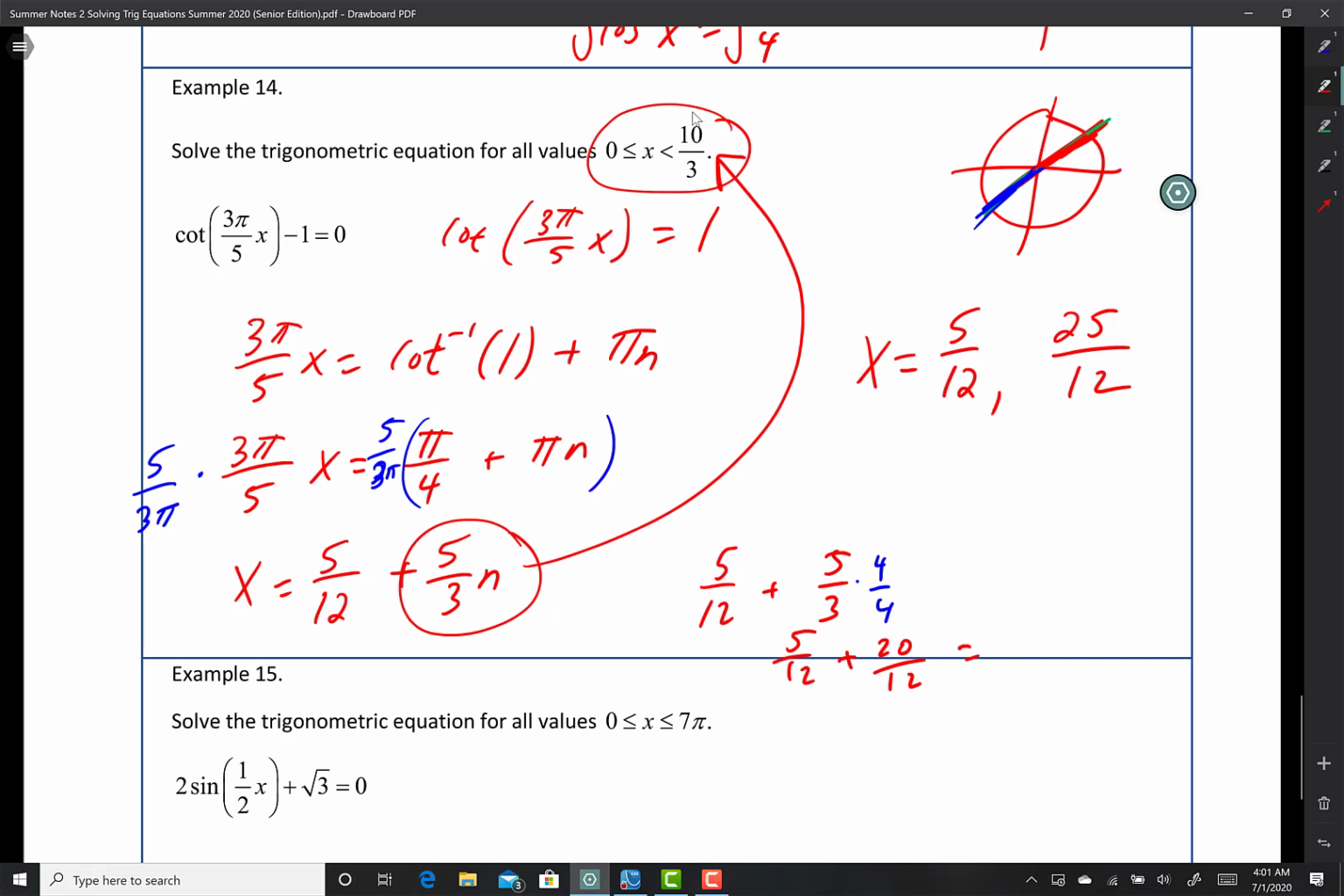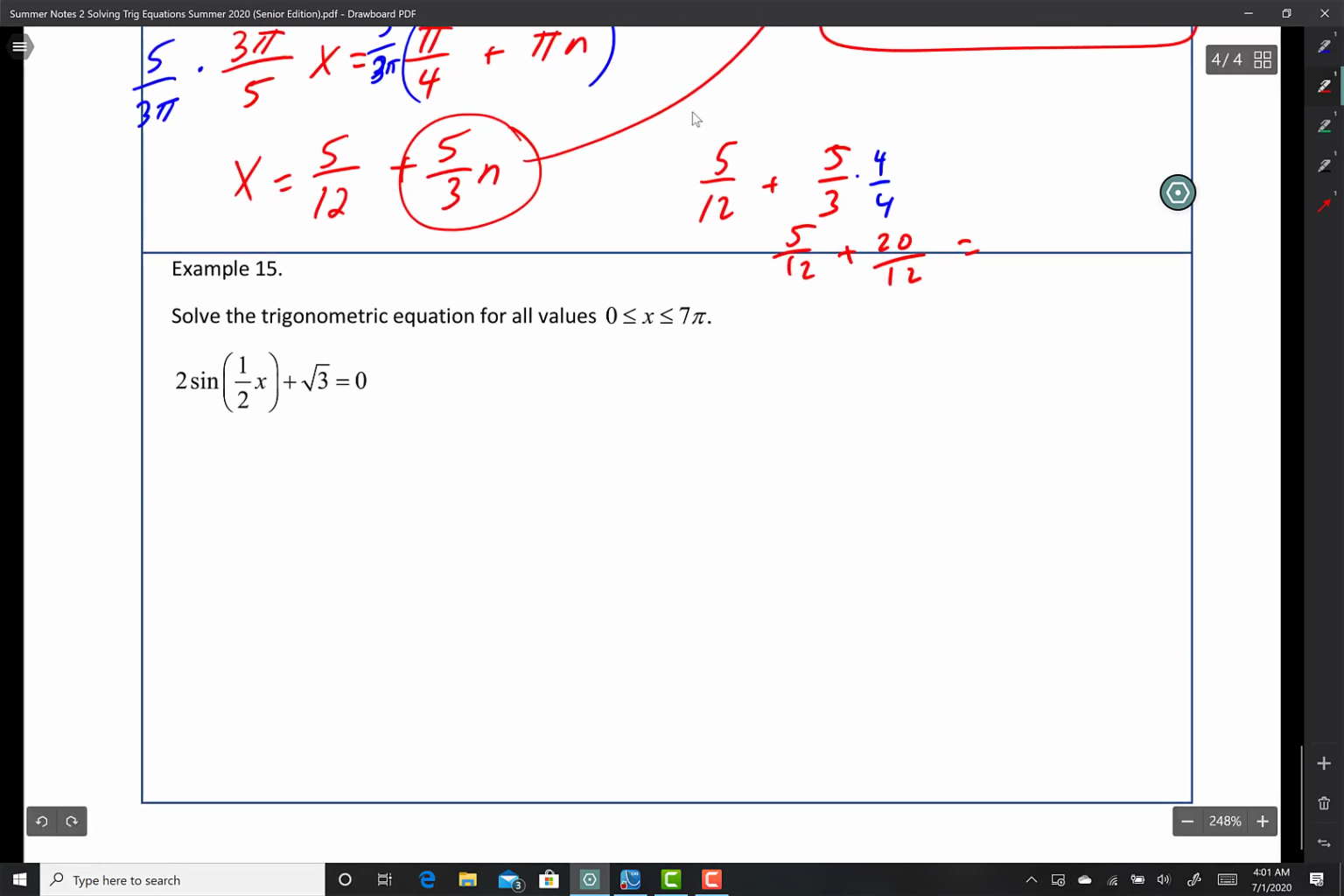Let's see, 4, 5. No, I think we're good. So these are my two solutions. If I were to do another 5/3, guys, you would be outside the domain. All right, let's keep going.